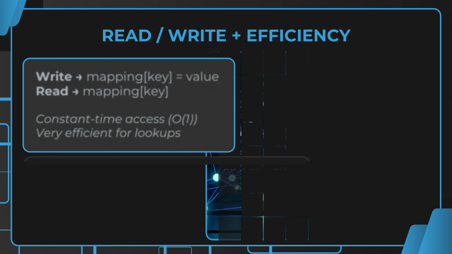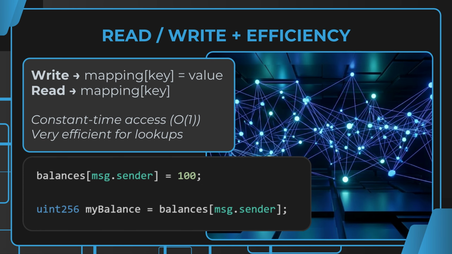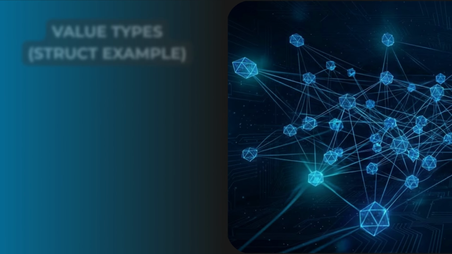To write a value, you use the key in square brackets. To read it, same idea. Mappings provide constant time access, O(1), making them very efficient for direct reads and writes. This is exactly why mappings are so common in token contracts and permission systems. They're simple and efficient for direct access.